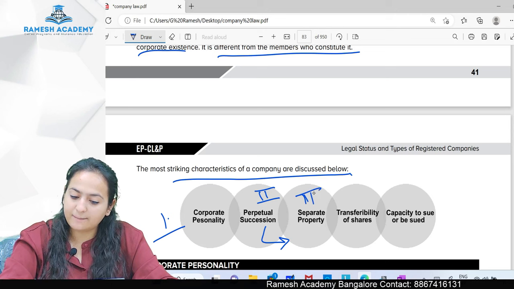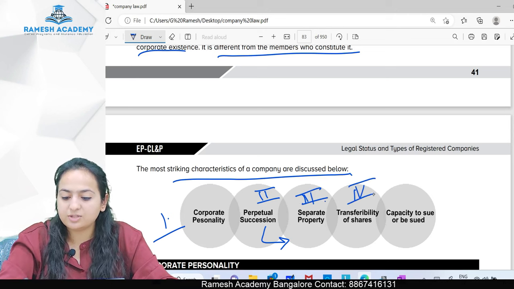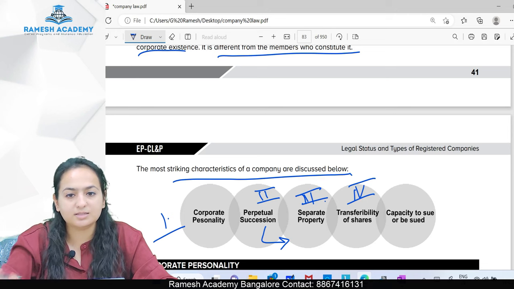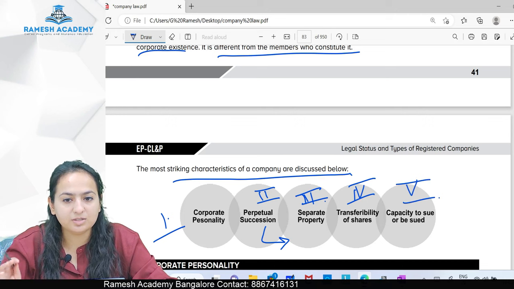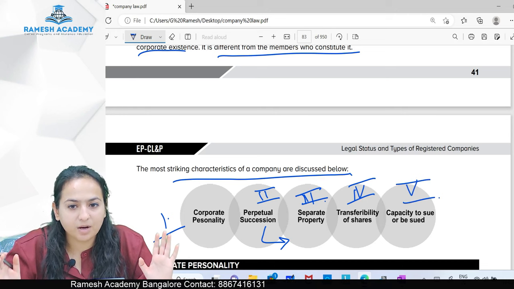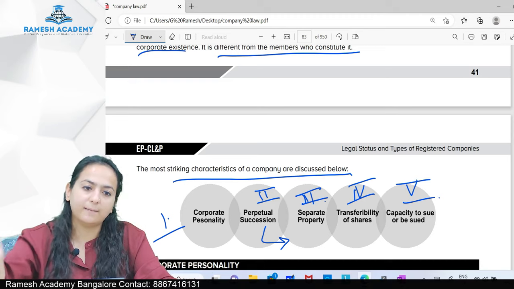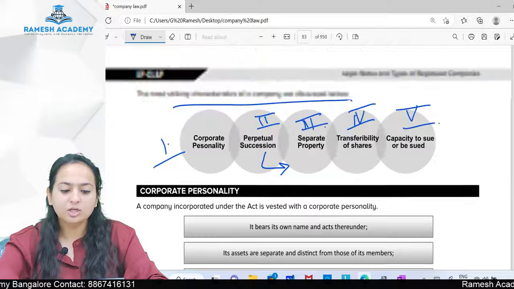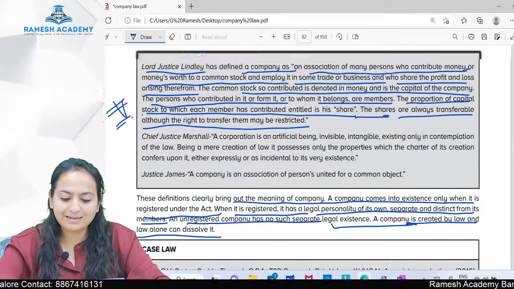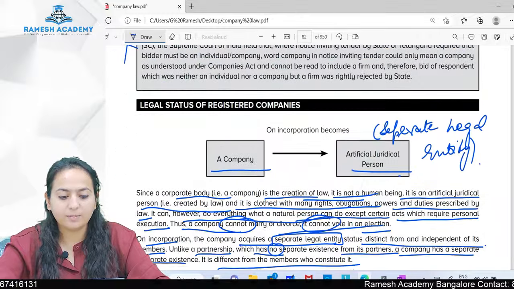Separate property: company property is different from the property of the members. Transferability of shares: the shares so contributed are easily transferable. And capacity to sue and be sued: a company can sue in its own name or can sue another company or a person. So this was the first point, legal status of registered companies. Second comes corporate personality.